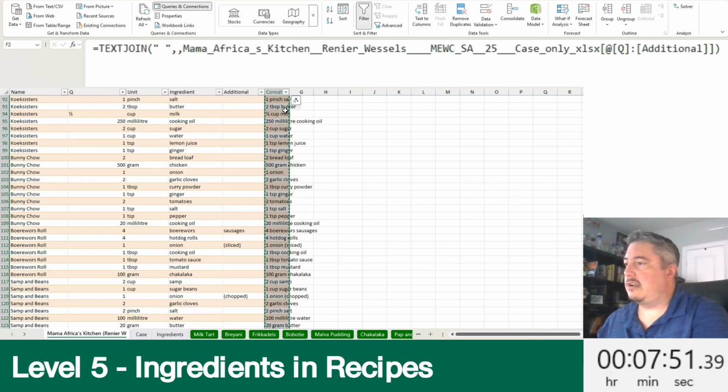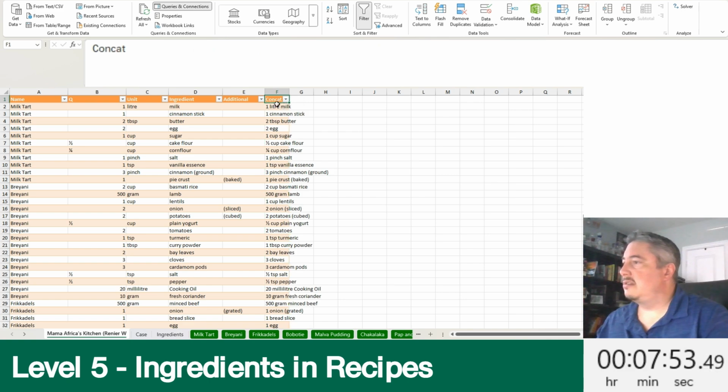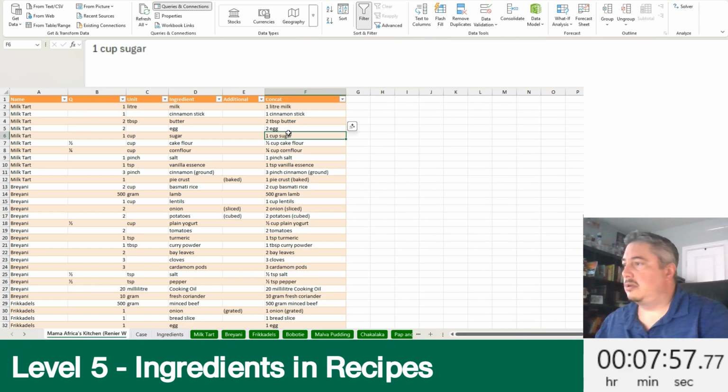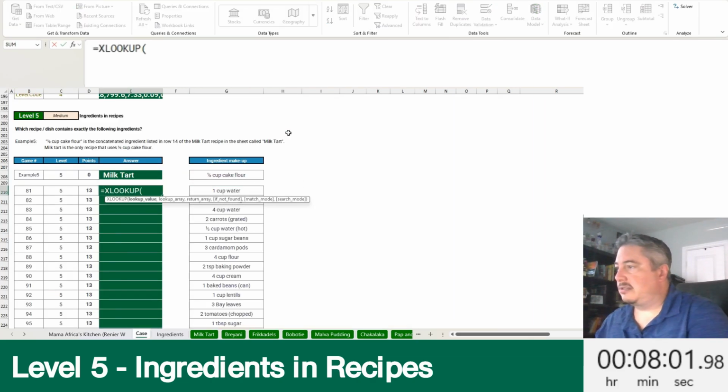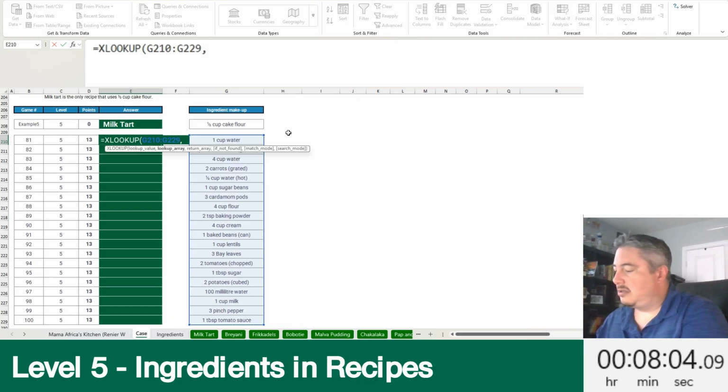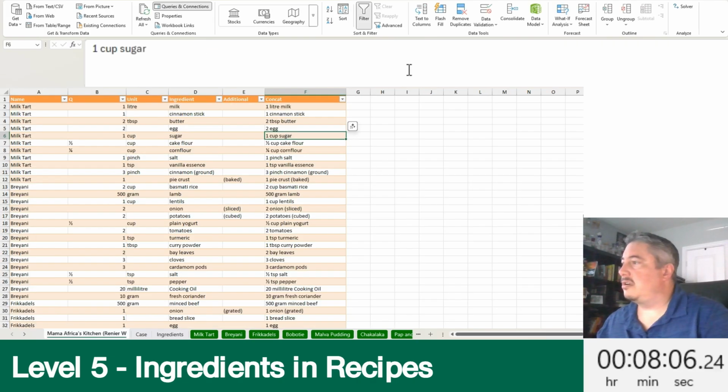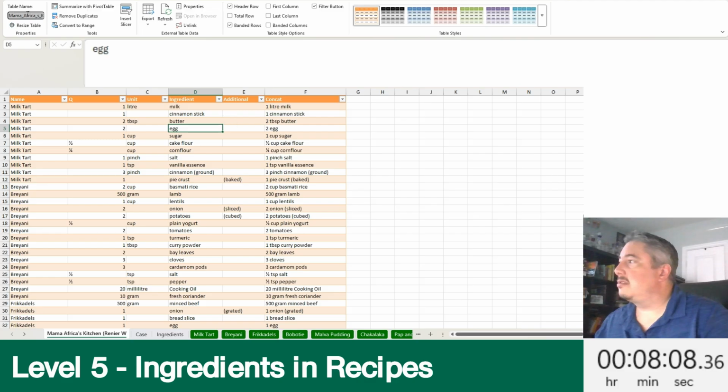And now that I have that, I'm going to copy paste values, because eventually I'm going to transform this and delete that column. But for now, we should be able to solve this problem. Let's say XLOOKUP all these values. Oh, I'm going to change the name of our table. So let's make it REC for recipes.